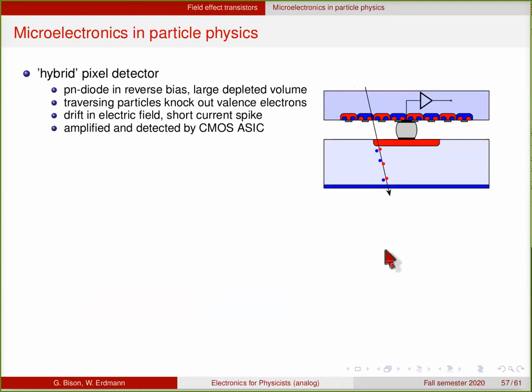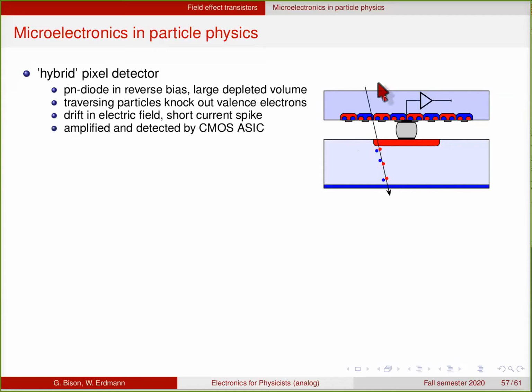So in order to use microelectronics to detect charged particles, one thing that you can use is a PN diode operated in reverse bias. This is shown here. So this is basically a large PN diode. So you have, for instance, the N implant here and a P implant at the backside, and in the middle you have a region with very low doping. So when you apply a bias voltage across this diode, you get a large depleted volume here.